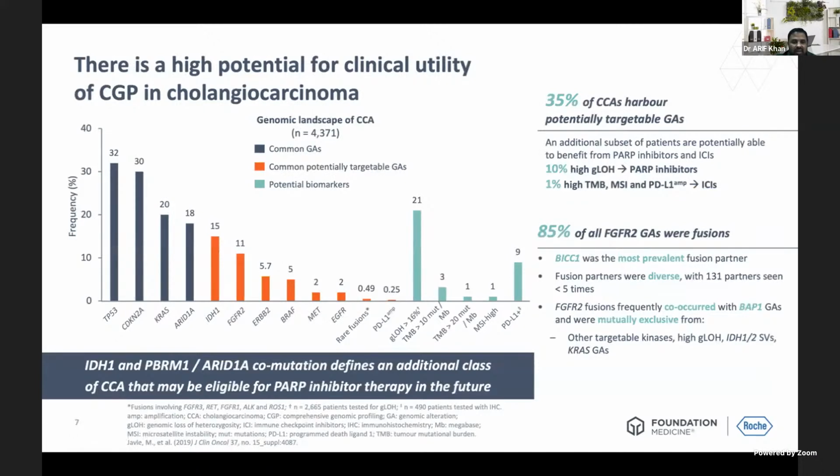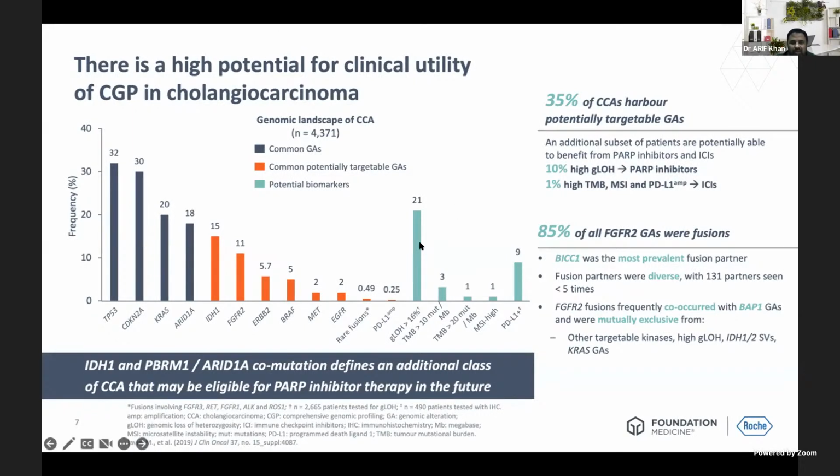So this is again the same slide telling us about the frequency of the genetic alterations. Basically, it is the TP53 which predominates, followed by the RAS mutations. And also we have some targetable alterations like loss of heterozygosity and the tumor mutation burdens. This is important because this loss of heterozygosity is a marker where we can use the PARP inhibitors as the treatment.